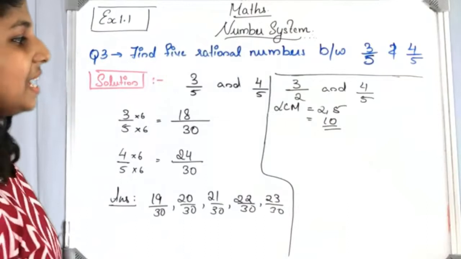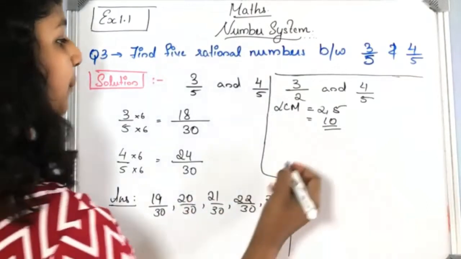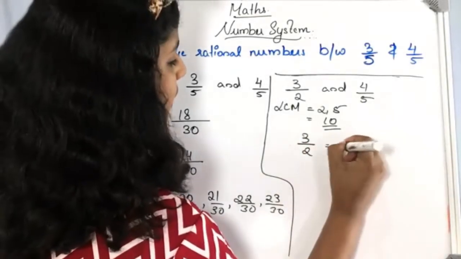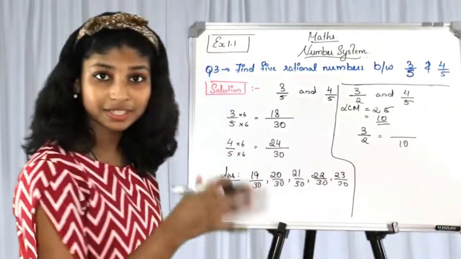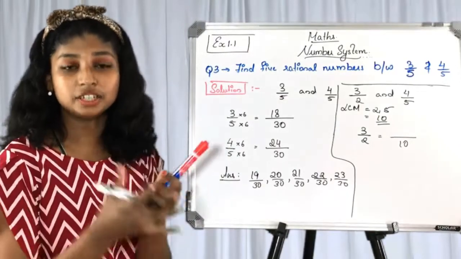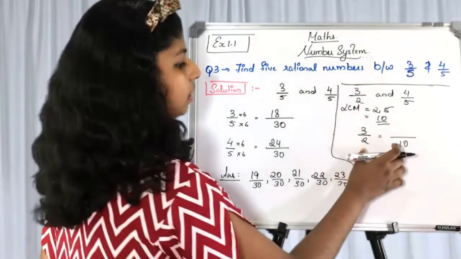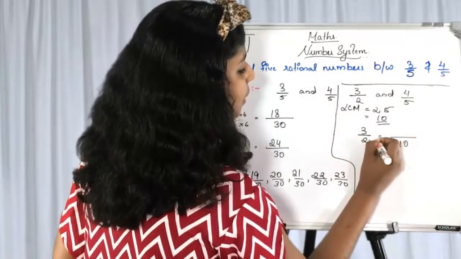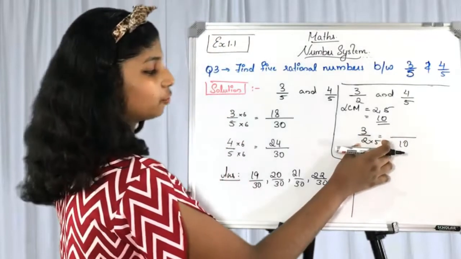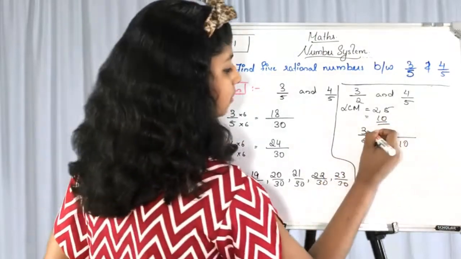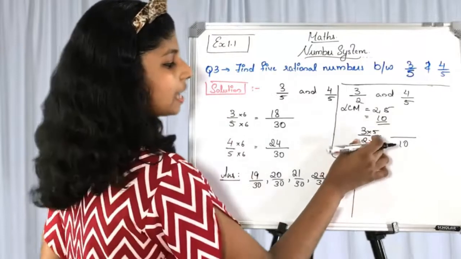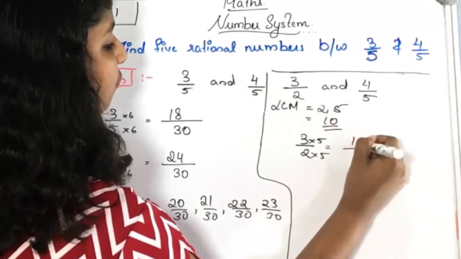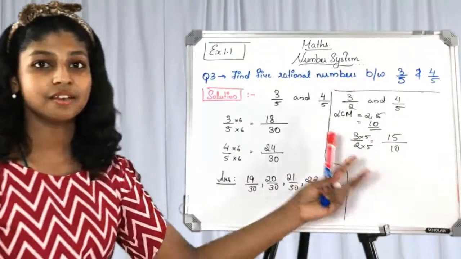So now you have to solve this. You take 3 by 2, and while we are doing this step we have to make the denominator the same. So here you should get 10 as the denominator. So we have to multiply 2 with 5, and multiply the numerator 3 by 5 as well. 2 into 5 you get 10 and 3 into 5 you get 15. So the answer is 15.